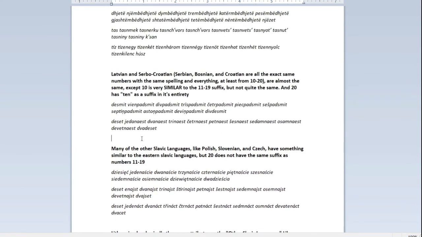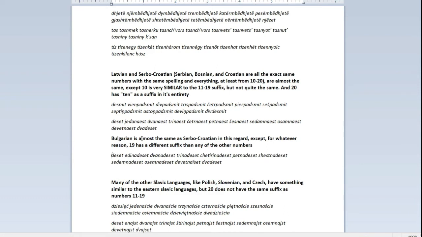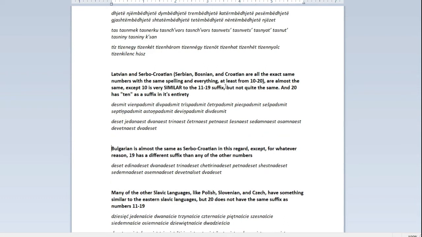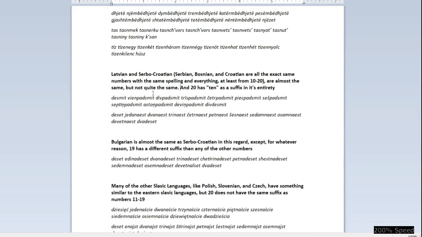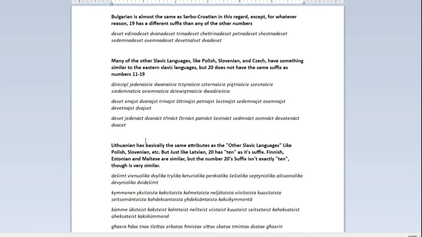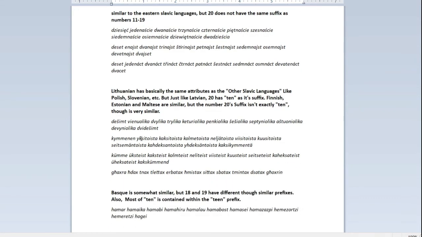Alright then. I think I'm going to get rid of the, very similar. There we go. Anyways, many of the other Slavic languages, like Polish, Slovenian, and Czech. Oh, I already read that. Hold on. Excuse me.